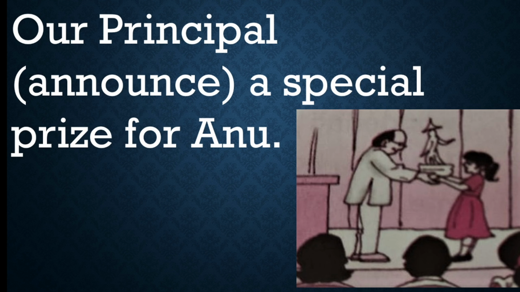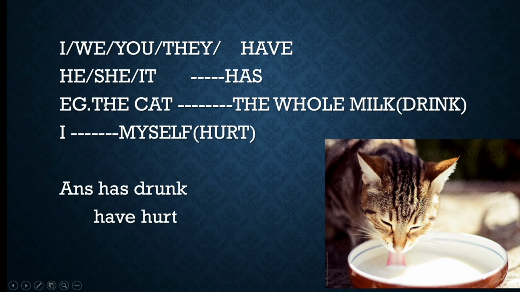Our principal announced a special prize for Anu. Here Anu is singular. Our principal is also singular. So you have to use has. V3 form of announce is announced. So the answer will be, our principal has announced a special prize for Anu. Here you see, I, we, you, they, we have to use have. For he, she, it, we have to use has.